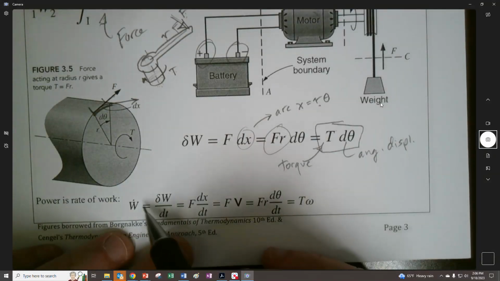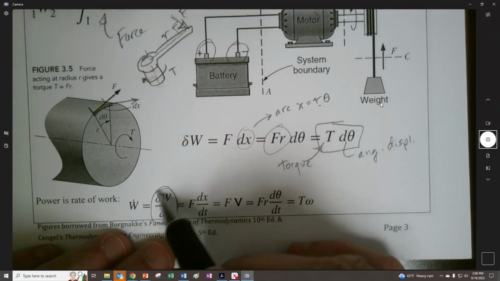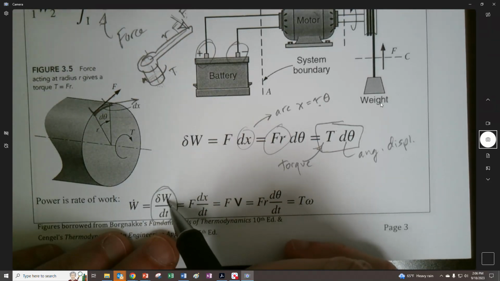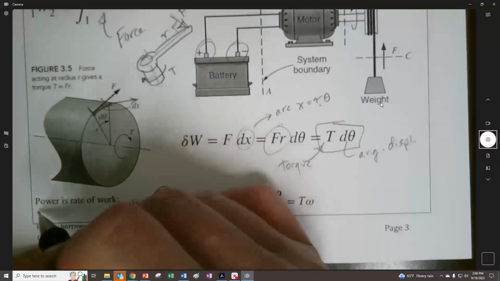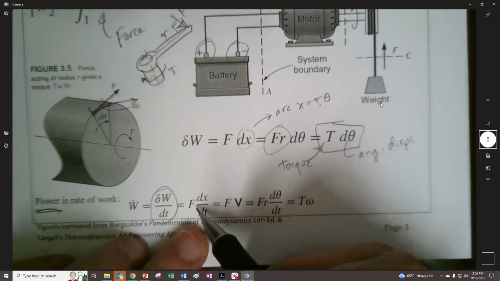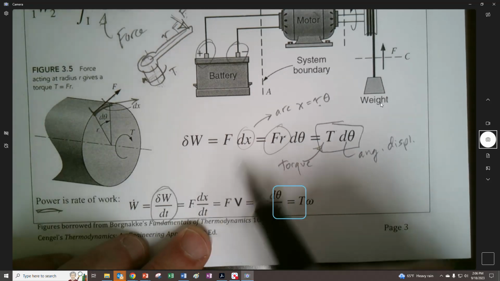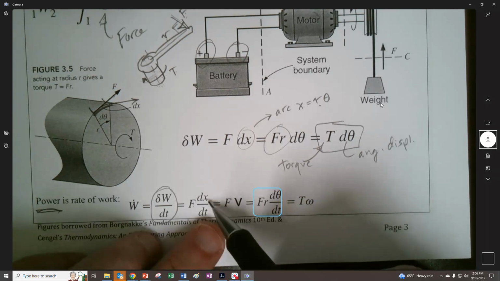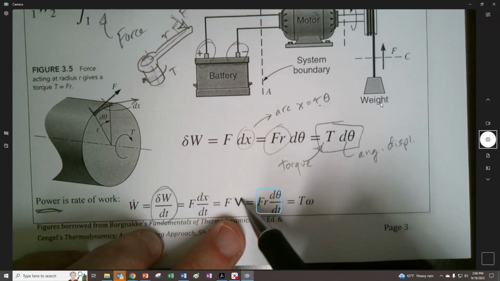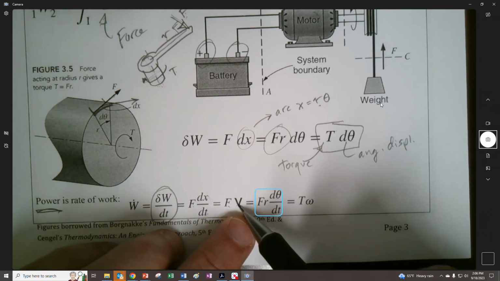But we can also have the time rate of change of work, which we know is power. And we could look at that in a couple different ways. One is you could take out the force times the distance, right? Just like we did up here. And now we have the distance per time, which is force times velocity. That's a good thing to know.